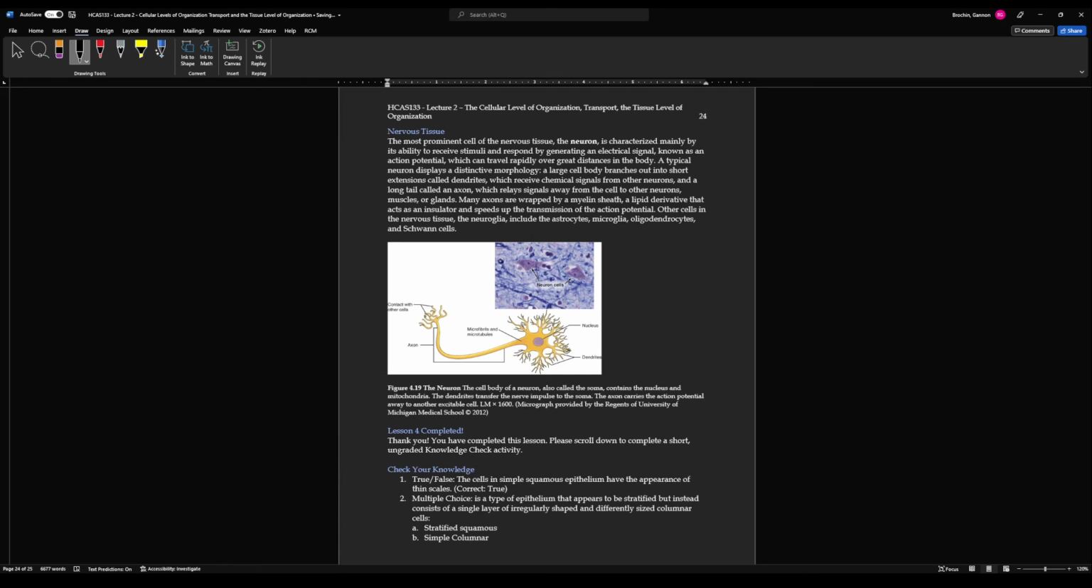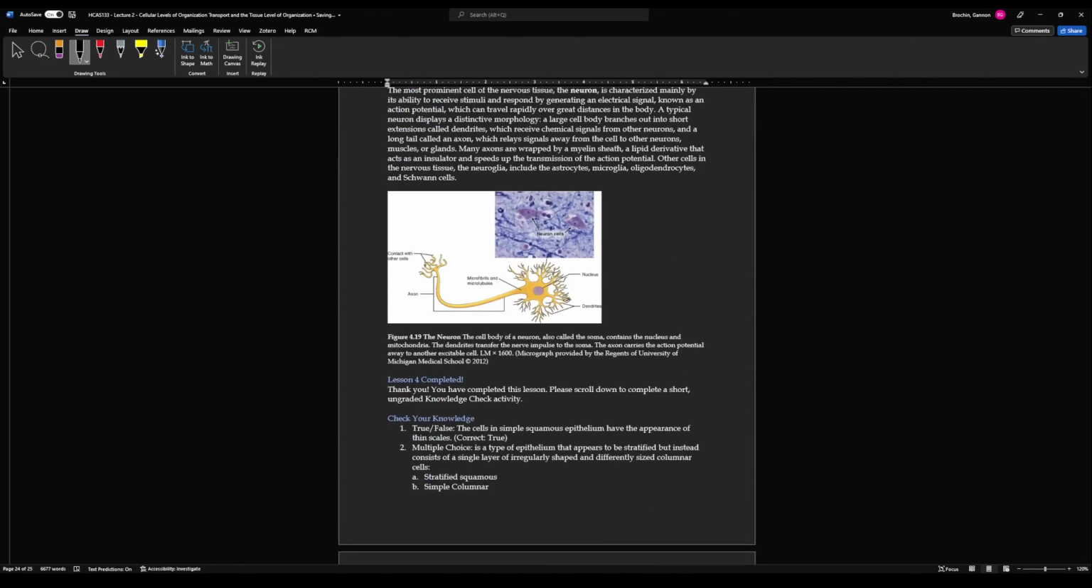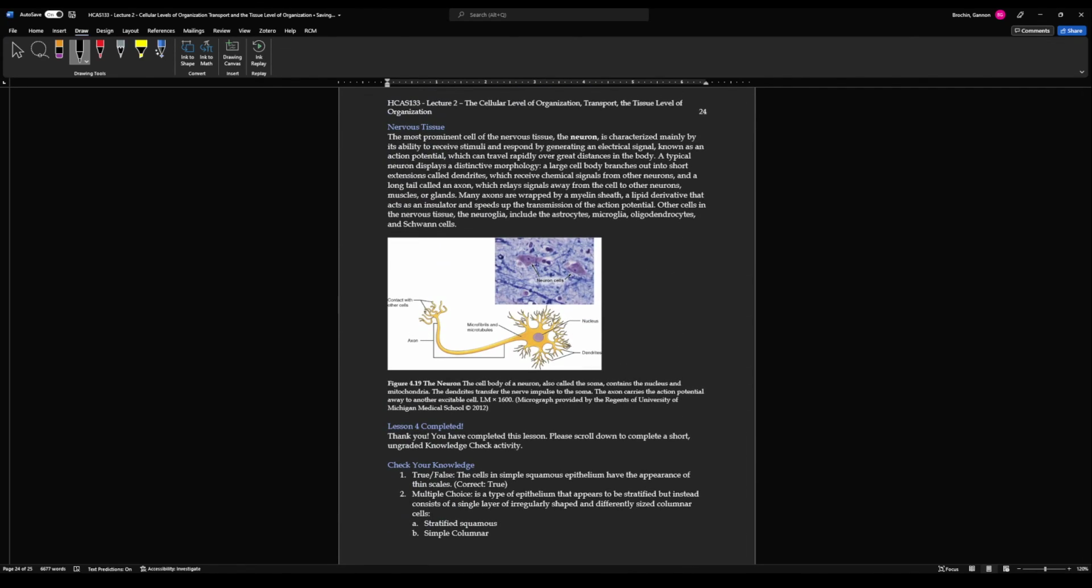Astrocytes and microglia, those are other support cells involved in stuff like the blood-brain barrier, and important white blood cell type function within the brain, etc. So that is everything for the week 2 lecture.